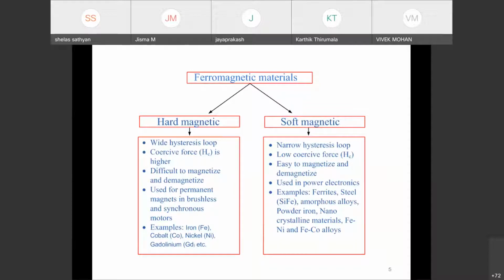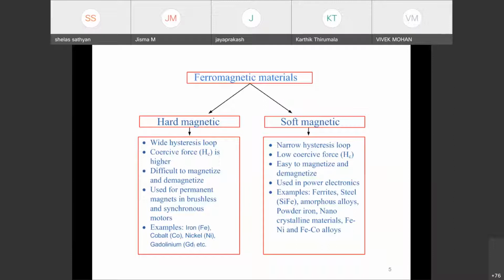They will have a wide hysteresis loop, and the coercive force is also quite high. So such ferromagnetic hard materials are basically used for electrical machines, for example, a permanent magnet in brushless and synchronous motors. But when it comes to the soft magnetic material, the soft in the sense we could easily magnetize and demagnetize. So such materials can be used for very high frequency applications. So they have a very narrow hysteresis loop compared to the hard magnetic material, very low coercive force required, and used in almost all power electronics applications.